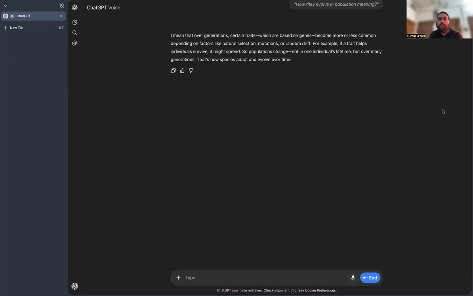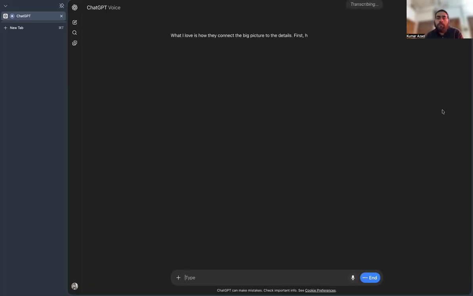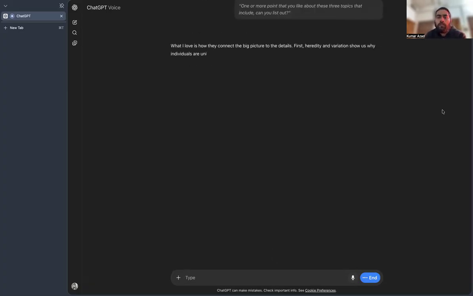One or more points that you like about these three topics, can you list them out? What I love is how they connect the big picture to the details. First, heredity and variation show us why individuals are unique. Second, the molecular mechanisms, DNA to RNA to protein, are like watching the instructions turn into action.